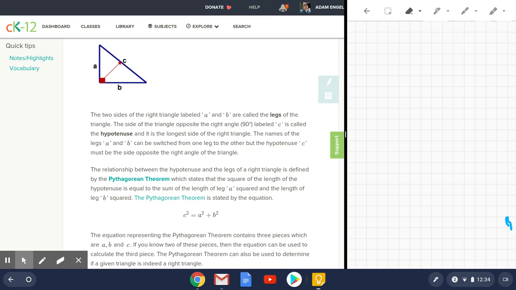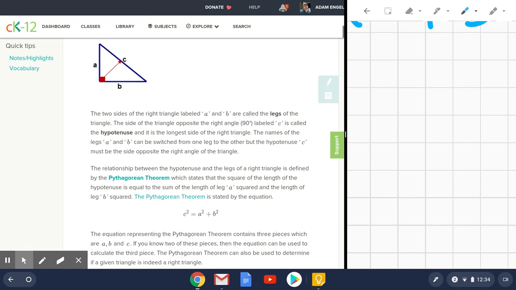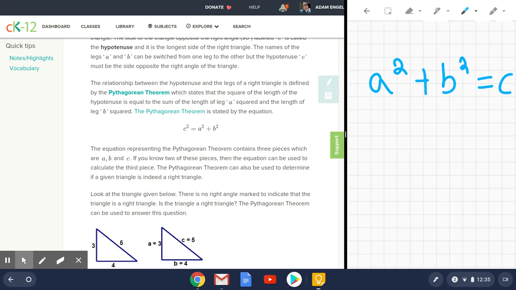Sorry, technical difficulties. It'll load in 1 second here. So a squared plus b squared. You guys love technology. I'm sure your Chromebooks are all working very similar to how mine is right now. So we have a squared plus b squared equals c squared. Have you guys ever heard of this before? This is the Pythagorean theorem. So this states that a squared plus b squared equals c squared.